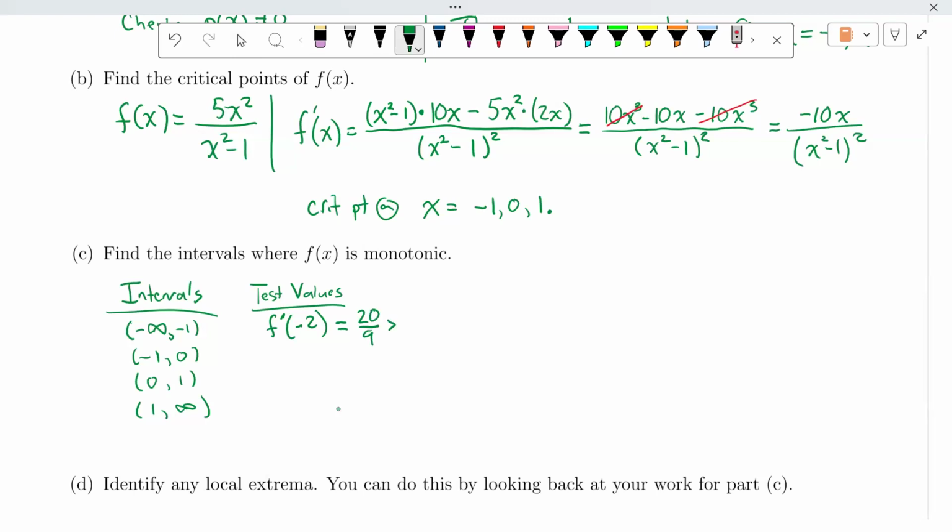And I'm not sure what that number is exactly in decimal form. Well, I guess I could probably figure it out, but it's 2.2222222. But I'll just leave it at that. All right, that looks good. 20 over 9. Did I do that right? I think so. All right, what's a good test value here?